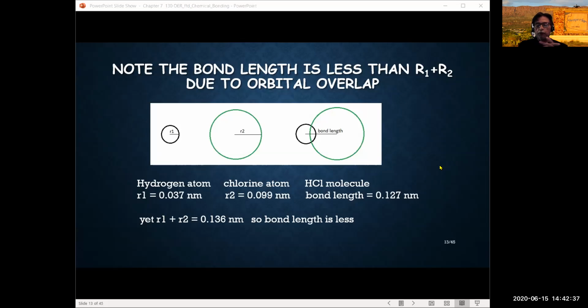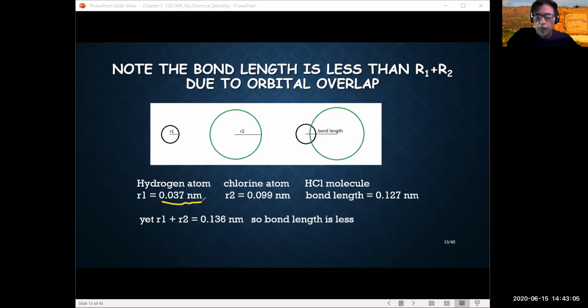Now, when we put two elements together to create a bond, each element comes with their own radius. We talked about the radius. In this example, we have the hydrogen atom, which has a radius of 0.07 nm. Those units are called nanometers. That's down in the atomic scale, pretty tiny. And then the chlorine atom has a radius of about 0.099 nanometers.